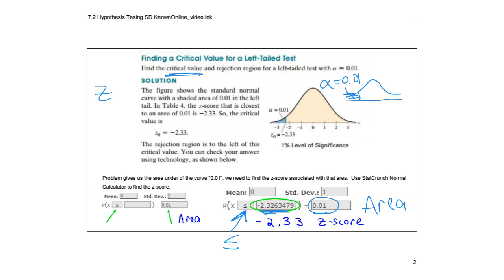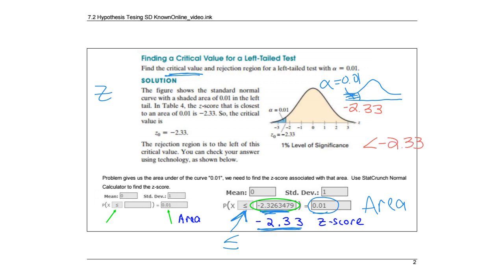And when we do that, we get a z-score of negative 2.33, which totally makes sense because we know we want to be down in this area. And so the negative 2.33 is sitting right there. This is our rejection area. So our rejection area is going to be anything less than or to the left of negative 2.33.